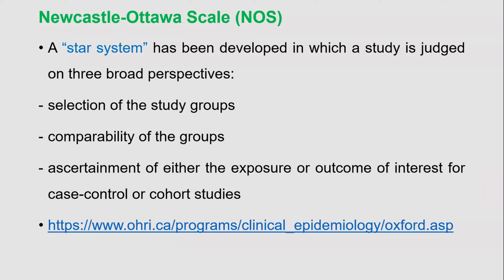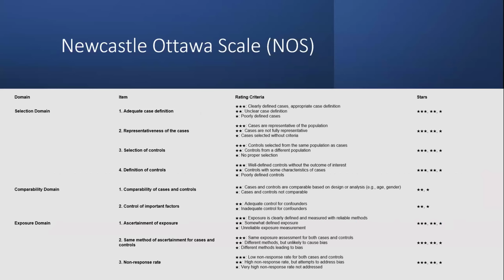Here it mainly has three broad items: selection of the study groups, comparability of the groups, and assessment of either the exposure or outcome of interest for case control or cohort studies. So this is how the tool looks. As I told, you will have three domains: selection, comparability, and exposure. You will have items on one side, and you will be rating the items based on stars. The first item is adequate case definition. If it is clearly defined cases or an appropriate case definition, you will give a star.